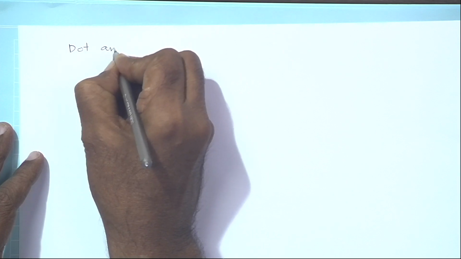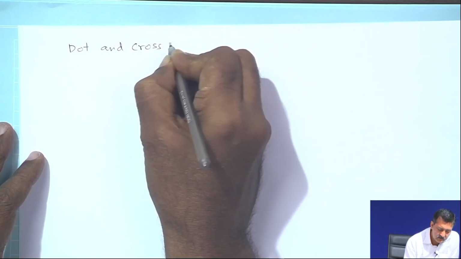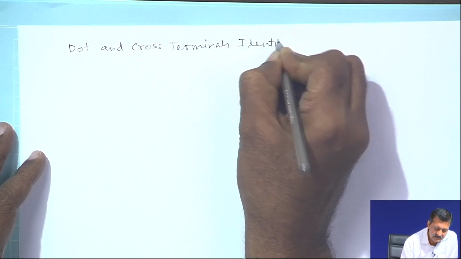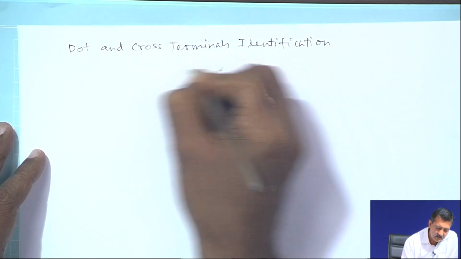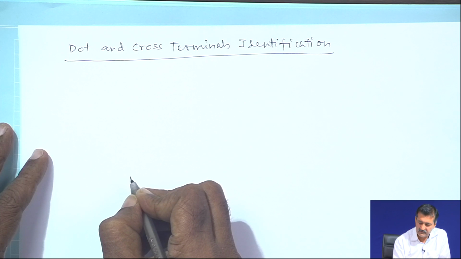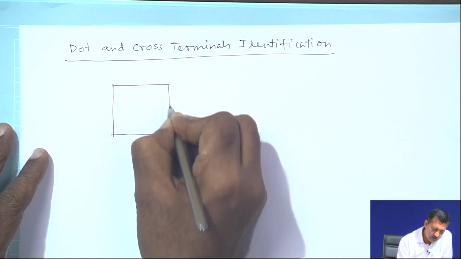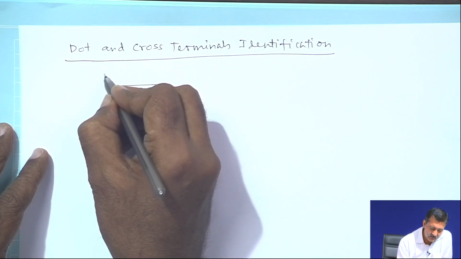Now, let us take one more concept that sometimes we are a little bit uncomfortable with, that is the convention of a dot and a cross terminal of a transformer. Dot and cross terminals identification. This is a thing we sometimes face a little bit of difficulty in designating, this kind of dot and cross terminal.